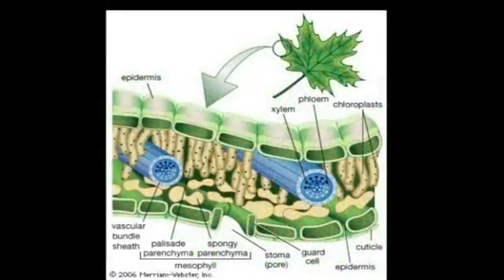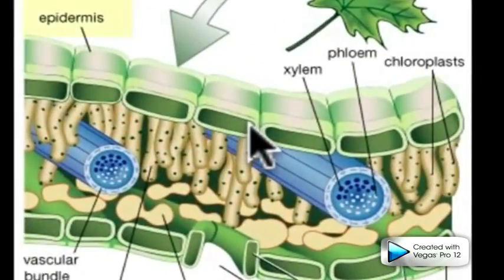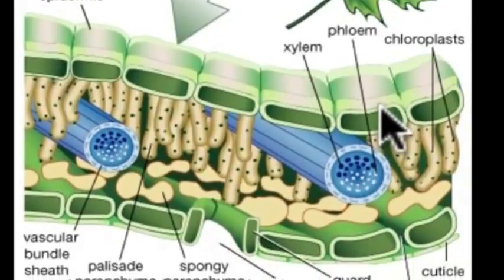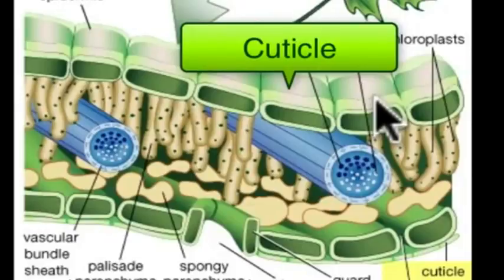If we take a cross section of the leaf and look at the cell layers, here you see a top layer of cells called the epidermis. It's typically one cell layer thick, and the epidermis is on the top of the leaf as well as on the bottom. So we have an upper epidermis and a lower epidermis. These cells secrete a waxy substance called the cuticle, and the cuticle keeps the leaf from drying out.